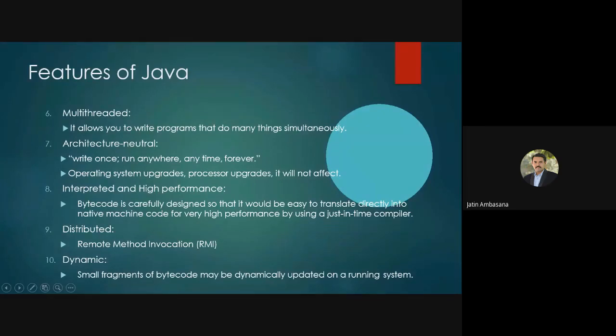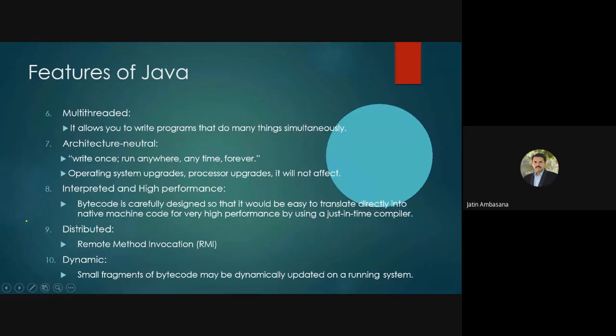What happens is, once the Java file compiles, you get bytecode, that is the class file. It is designed in such a way that it is easy to translate directly into native machine code, to get high performance. And how is it done? With the help of a just-in-time compiler.